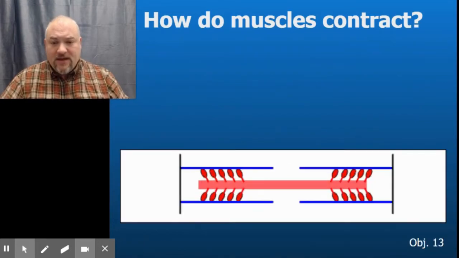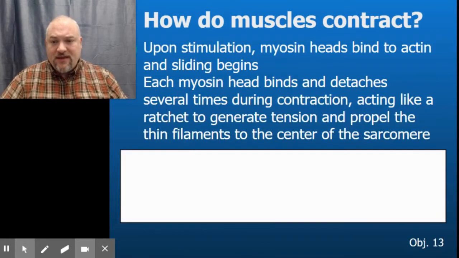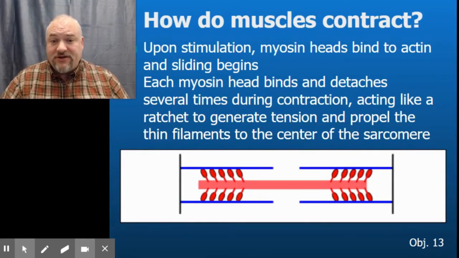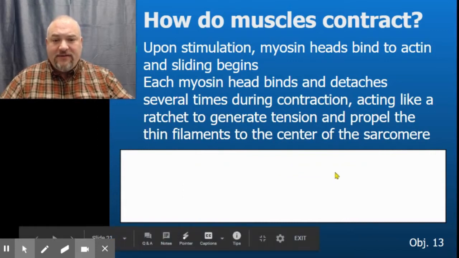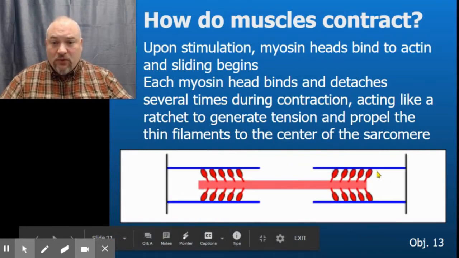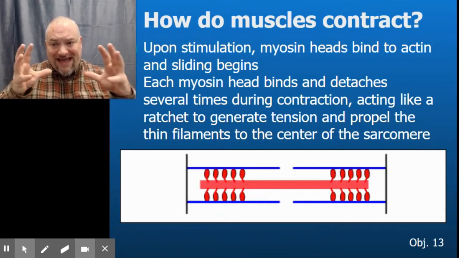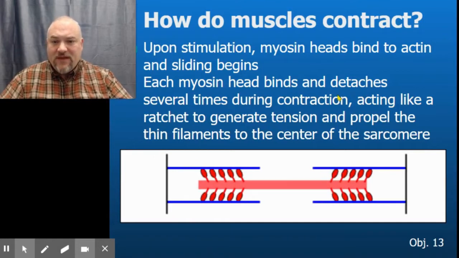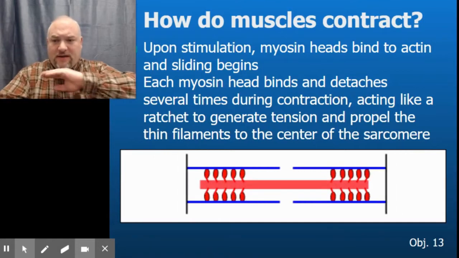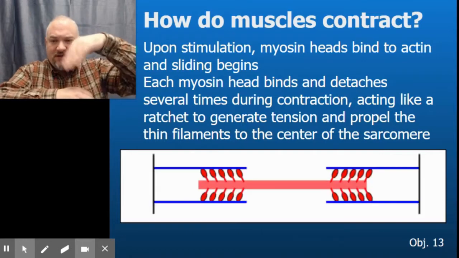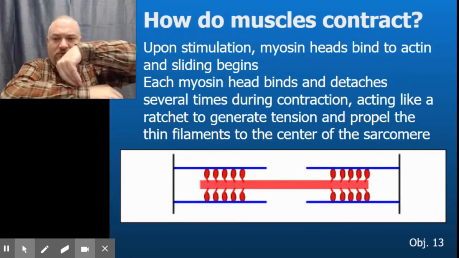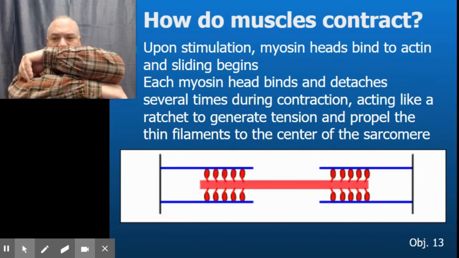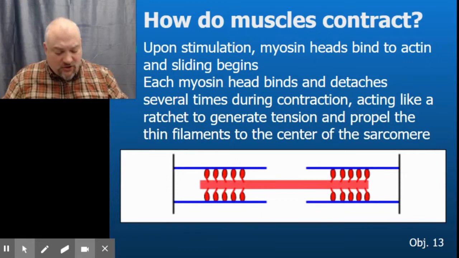Okay. So here we can see it in this image. When it gets stimulated by the nervous system to contract, the myosin heads here in red are going to bind to the actin in blue and start pulling those actins towards the center of each sarcomere. And it's going to do that several times, not just one movement. Like if this is the myosin, it moves, releases, moves, releases, moves, releases, and pulls it in. And that shortens up each sarcomere.